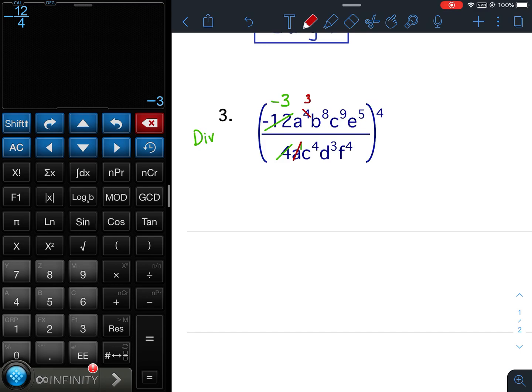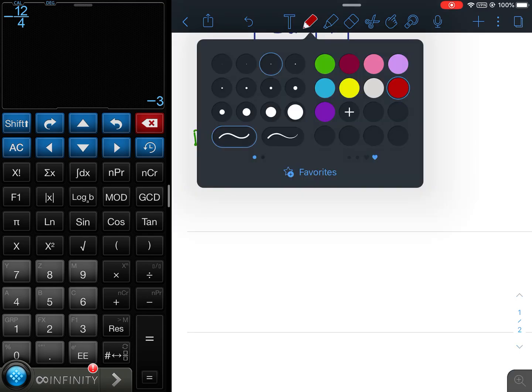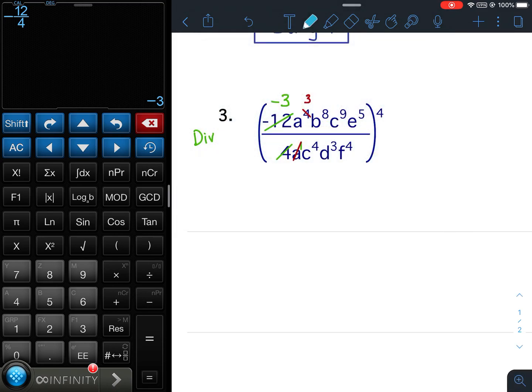There's a b to the 8th on top, but no b on the bottom, so I leave it alone. There's a c to the 4th on top and a c to the 9th, so that's what I would do next. Or sorry, c to the 4th is on the bottom. So c to the 4th has the smaller exponent, gets completely crossed out, and then c to the 9th becomes 9 minus 4, which is 5, so c to the 5th. There is an e on top, but not on the bottom. There's a d and an f on the bottom, but not on the top. So that's it. I did all the division I can.